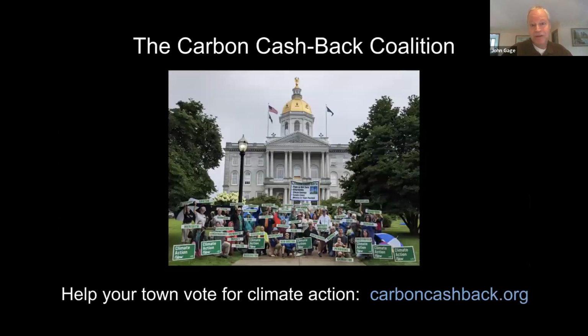And then there's the Carbon Cashback Coalition. We've put a citizens petition warrant article in 44 town warrants over the last several years, and three-quarters of them have passed. The resolution is we ask our state and federal legislators to pass carbon fee and dividend legislation to protect our future in a way that's equitable and good for business. Okay, that's all I have.